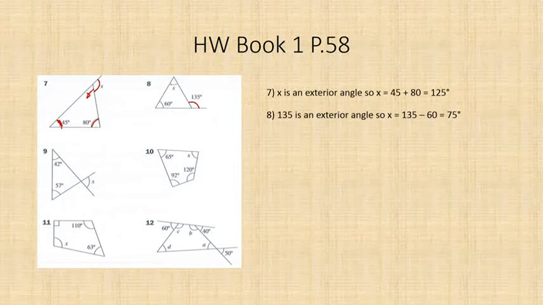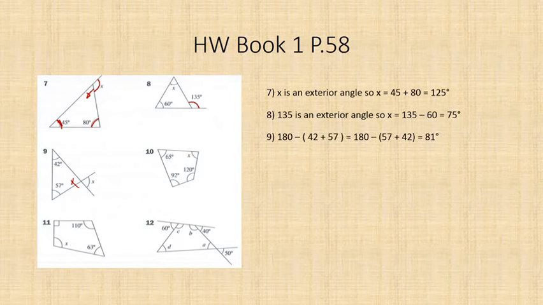For question 9 here, I know that this angle x is equal to this angle because it's vertically opposite angles. So let's get the third angle. I will just do 180 minus, I will add these two angles, 42 and 57. So it's going to be equal to 81. So the answer here for x is going to be equal to 81.